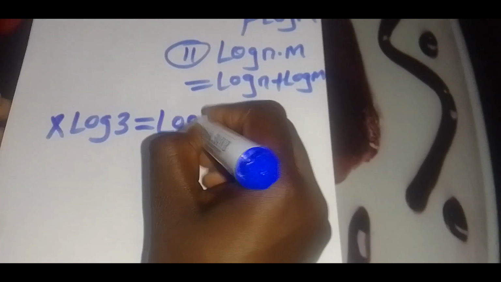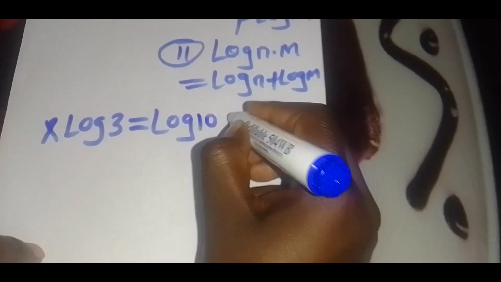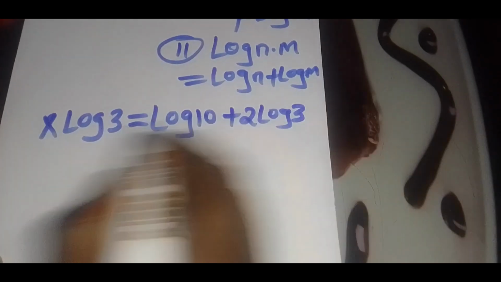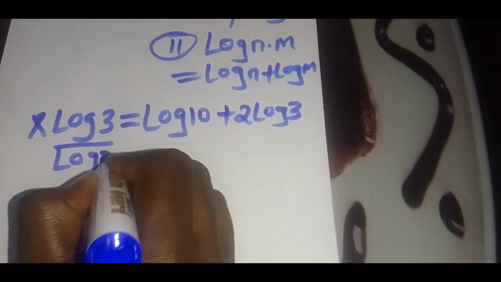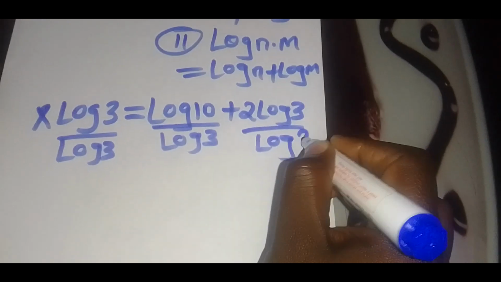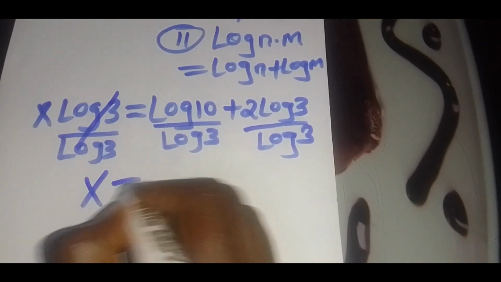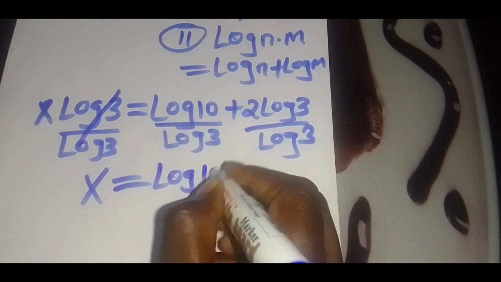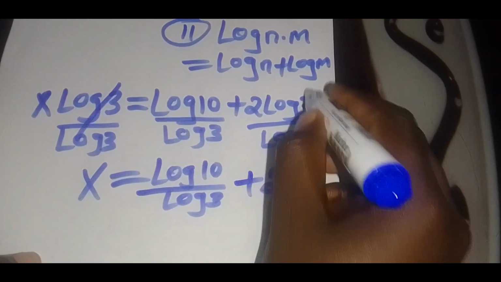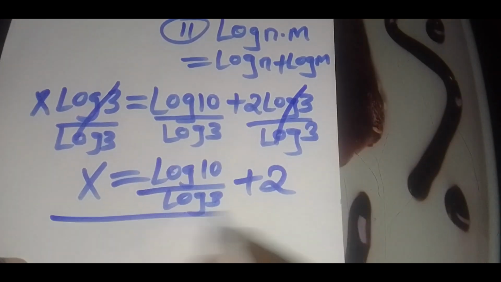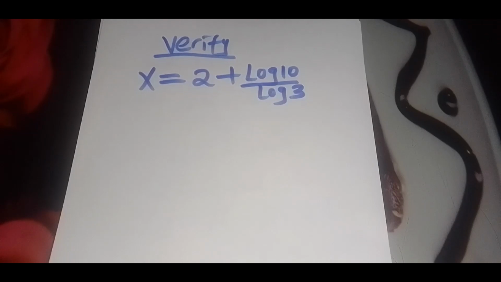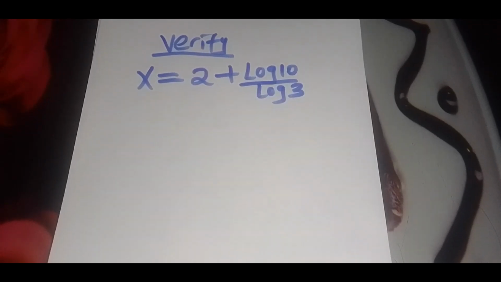Okay, so let's apply these two identities, so that we're going to have x log 3 equal to log 10 plus 2 log 3. Okay, we divide both sides by log 3. If you simplify, x is equal to log 10 divided by log 3 plus 2, because you simplify this. So the value of x is equal to 2 plus log 10 divided by log 3.